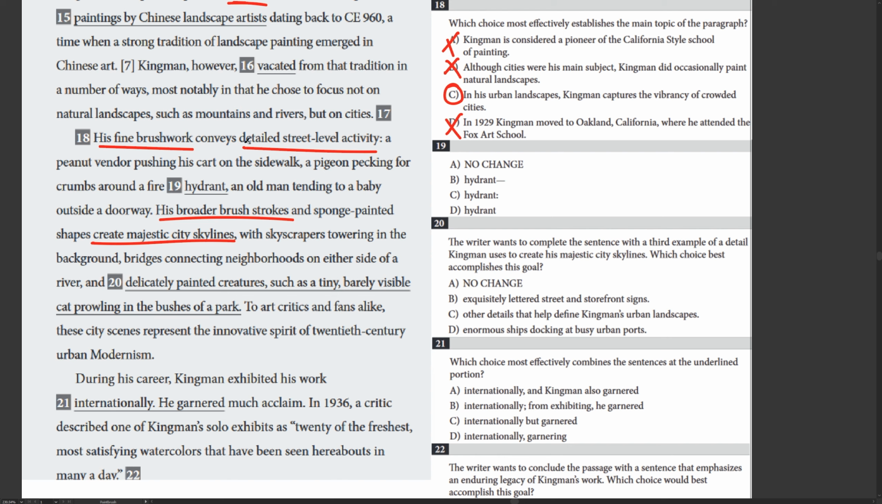So in that case, he's just listing some of the things that he's drawn that detail the street-level activity of being in a city. So we're just going to stick with A because it's the end of the second topic that he's talking about, a pigeon pecking for crumbs around a fire hydrant, and it's already following a list format which is separated by commas. So we're just going to keep that parallel structure and stick with A because we want that comma to separate the idea of a pigeon and an old man.